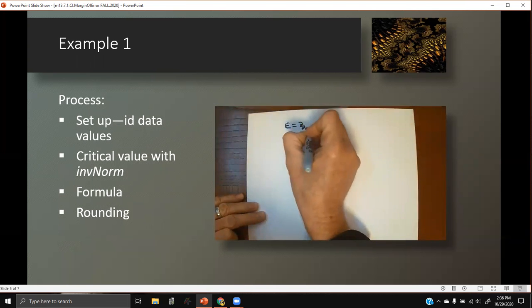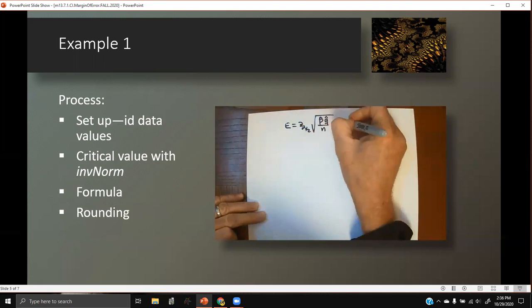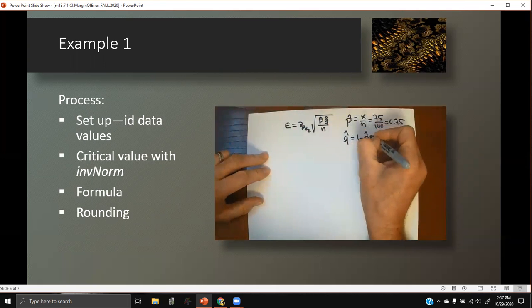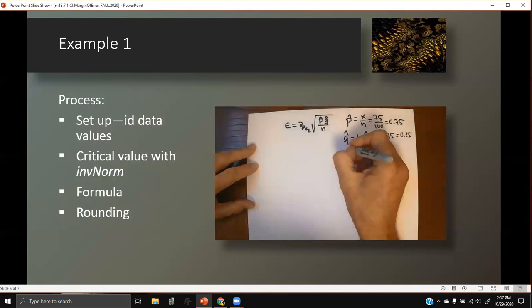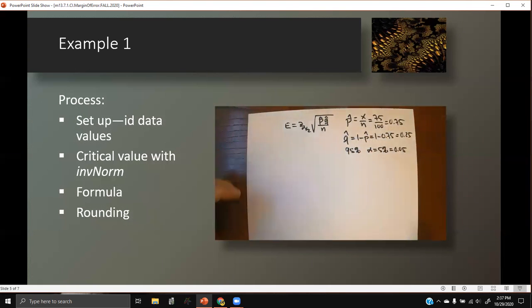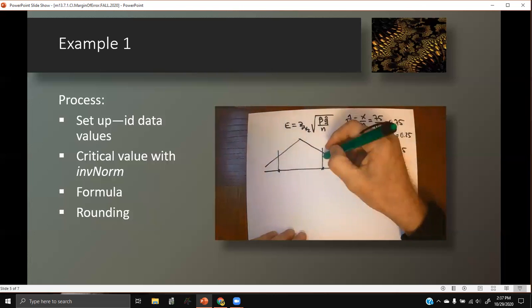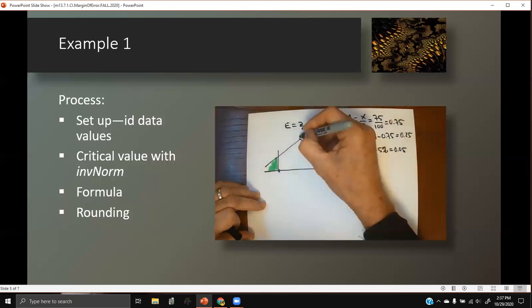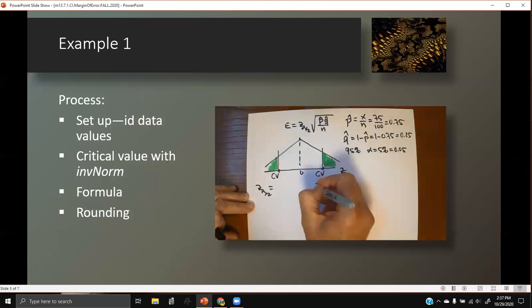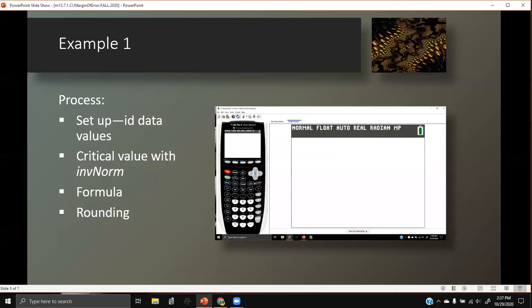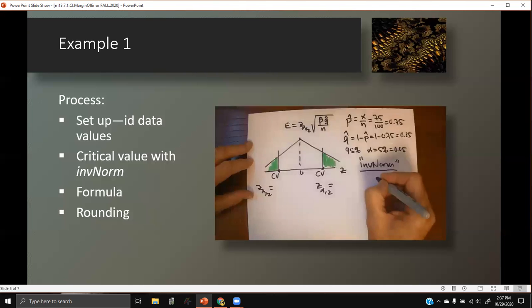So there's the formula. P hat, x over n, is 0.75. Q hat, 1 minus p hat, is 0.25. Alpha is 5%, for a 95% confidence interval. There's my distribution, and I need those critical values right there. I'll go to my inverse normal tool, and that will find them for me. Area, mean and standard deviation, and there we go.